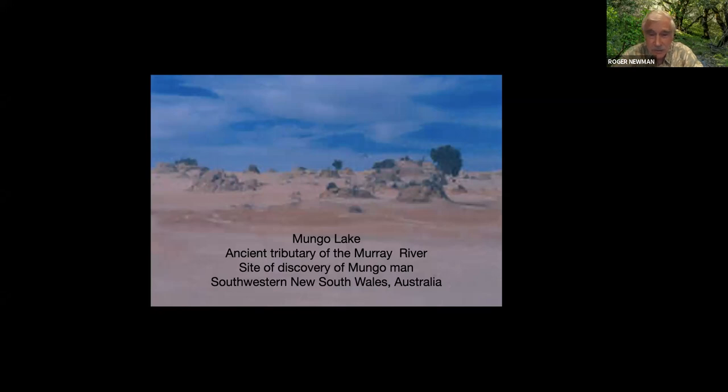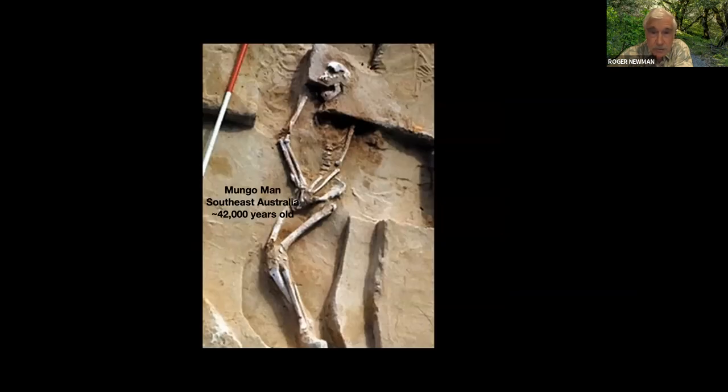But Mungo Lake is on an ancient tributary of the Murray River, which is the biggest river in Australia. I wouldn't say the only river in Australia, but pretty close to it. It's a beautiful river. It used to be. And it's the site of the discovery of Mungo Man, in southwestern New South Wales. And here's a picture of Mungo Man. He's been dated, there's controversy, but approximately 42,000 years ago.